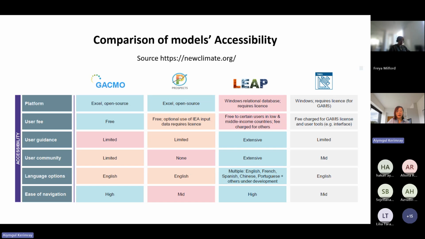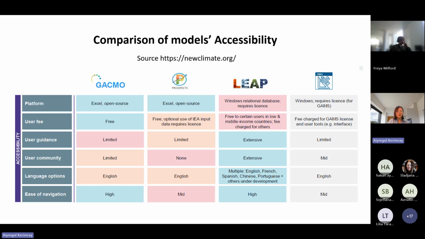In terms of the user guidance, GASMO, Prospects, and TIMES have limited user guidance, and LEAP has very good and detailed user guidance, as well as LEAP has a website dedicated to this software, and there is a LEAP forum and discussion available. So any LEAP user who has an issue with the tool might ask a question, and then other LEAP users might be able to help. And also, just to mention that in terms of the number of countries using, maybe LEAP is a leader. That's why it has a very big community of LEAP users, including the LEAP forum, LEAP website, and language options available, while all other models are only in English.